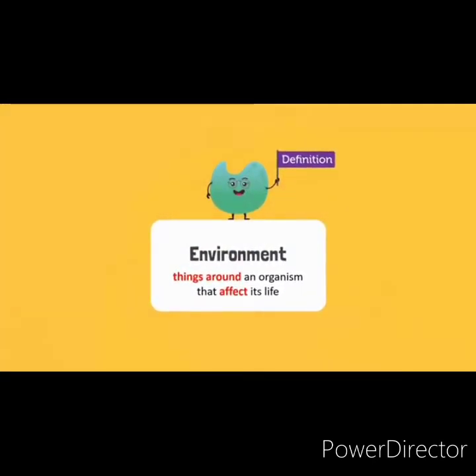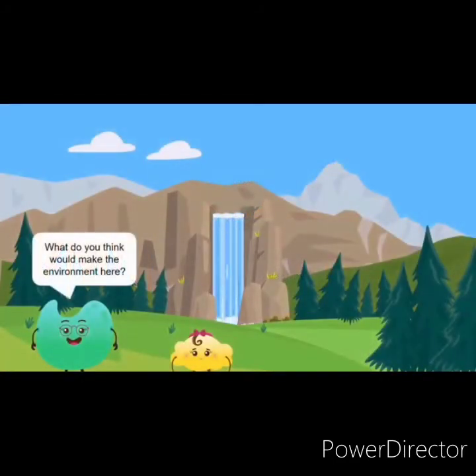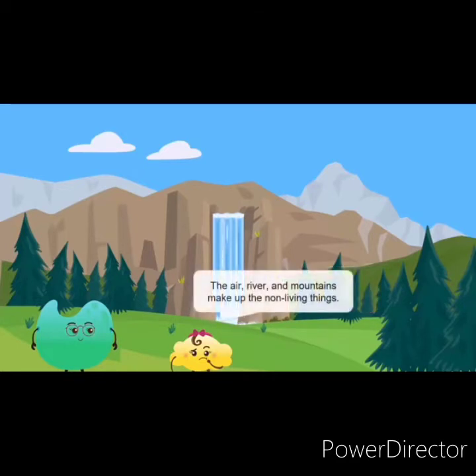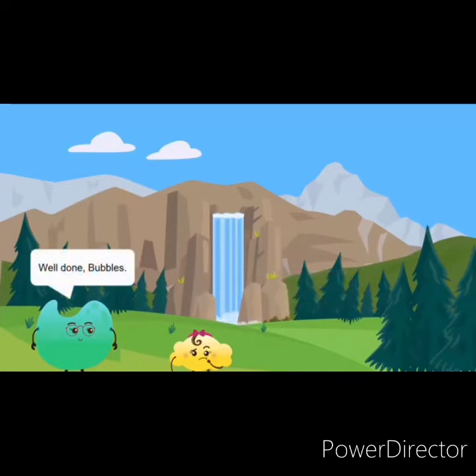Everything around an organism that affects its life is known as its environment. The environment refers to your surroundings, where you live or where you can live. What do you think would make the environment here? Well, over here, the trees and birds are the living things in this environment. The air, river, and mountains make up the non-living things. Well done, Bubbles.